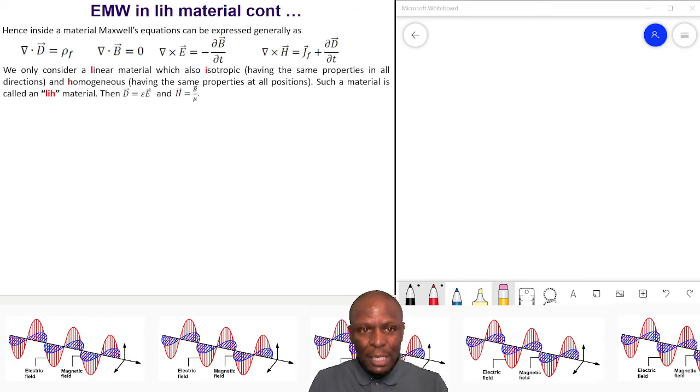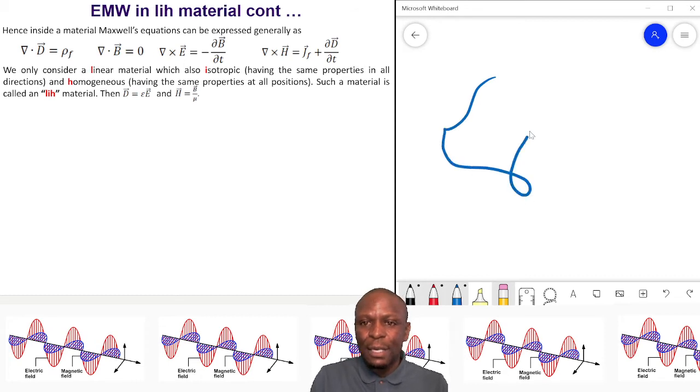Good. Now, we only consider a linear material which is also isotropic, having the same properties in all directions, and homogeneous, having the same properties at all positions. Such a material is what we call a linear, isotropic and homogeneous material. Then D is given by epsilon E, and H is given by B divided by mu. Say you have a piece of material like that. What does that mean? It means that the properties of the material here are exactly the same as the properties of the material here. It is linear, homogeneous and isotropic in all directions. It's just the same.